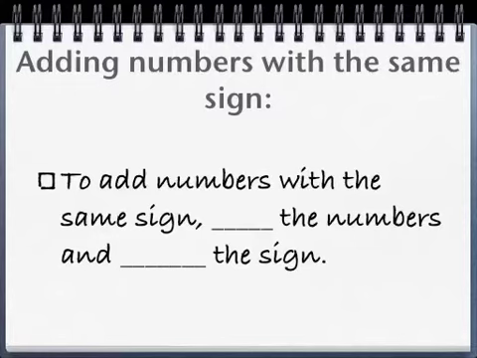Adding numbers with the same sign. When I say same sign, I mean adding two positive numbers or adding two negative numbers. The sign would be the negative or positive in front of the number. To add numbers with the same sign, you're going to add the numbers and you're going to keep the sign. So if you're adding two positives, your answer will be positive. If you're adding two negatives, your answer is going to be negative. You're going to keep the positive or negative signs.